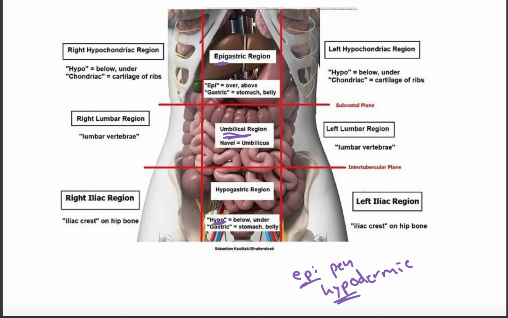Epi means the top, and hypo means the lower levels. So the top of your stomach is the epigastric. The bottom, below your stomach, is the hypogastric. So that's how I remember that.